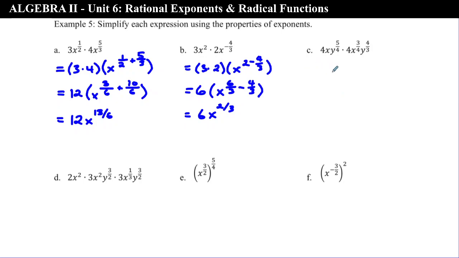For C, again, we are going to multiply our coefficients on their own. Now we're going to do our x's together. So we got x to the first plus x to the 3/4. So we've got 1 plus 3/4. And then we've got y to the 5/4 times y to the 4/3. So we got 5/4 plus 4/3.